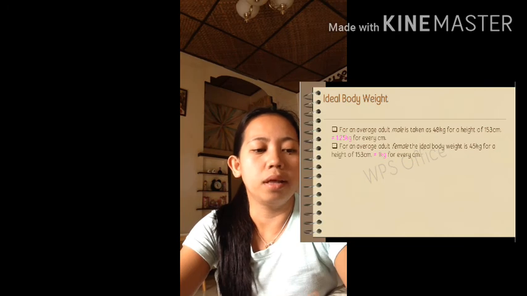Ideal body weight. For an average adult male it is taken as 40 kg for height of 153 cm, plus 1.25 kg for every cm. For an average adult female, the ideal body weight is 45 kg for height of 153 cm, plus 1 kg for every cm.